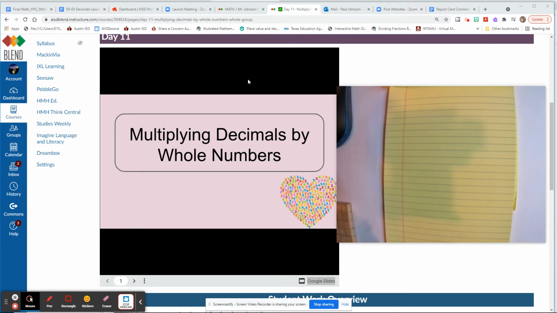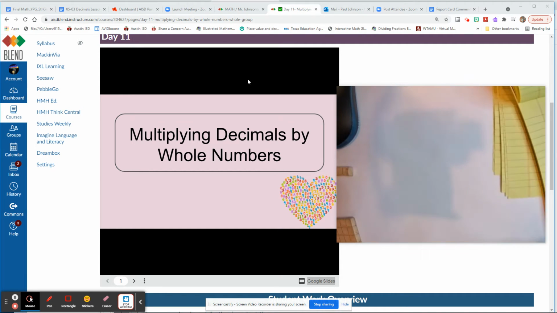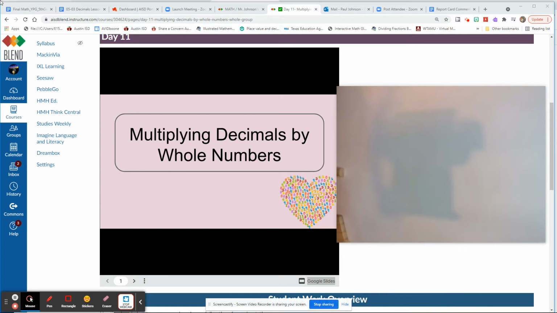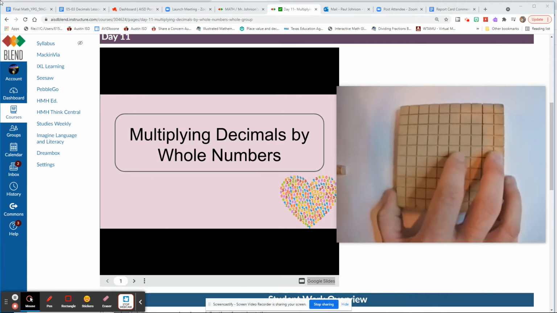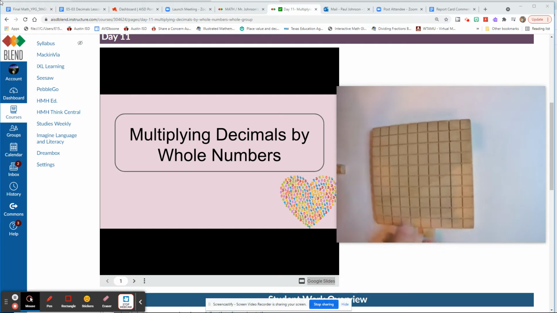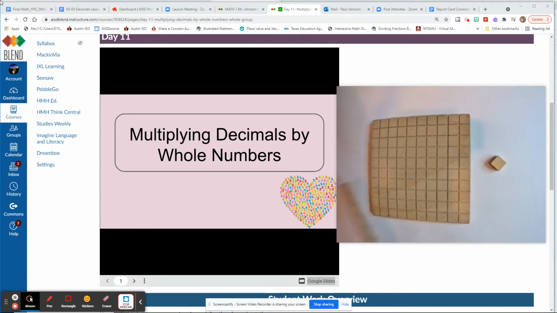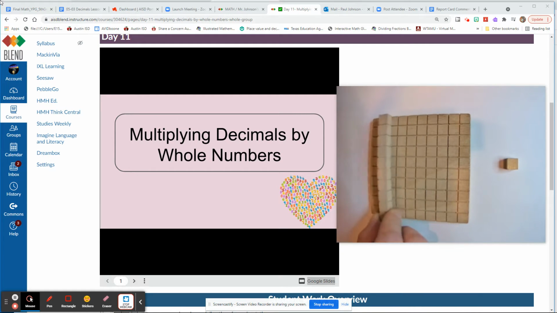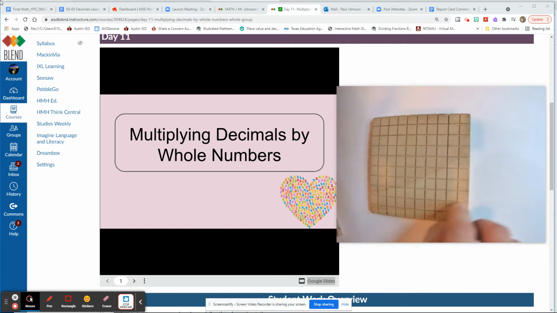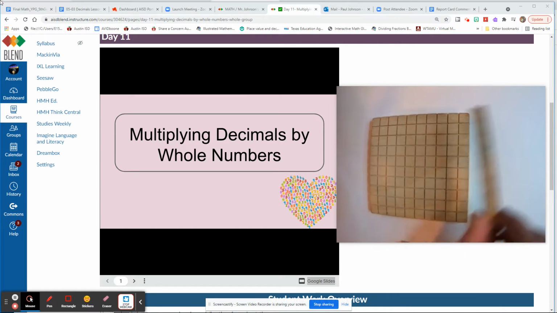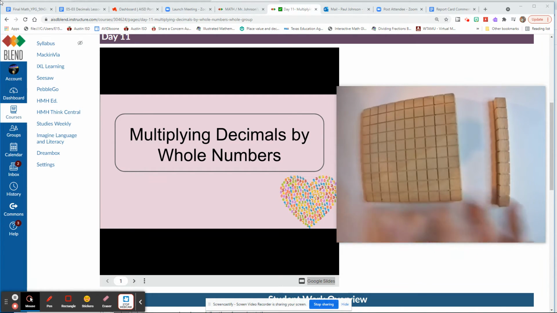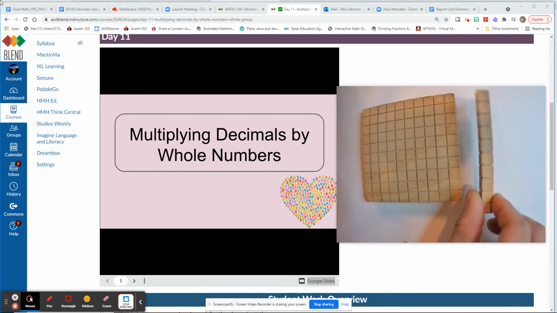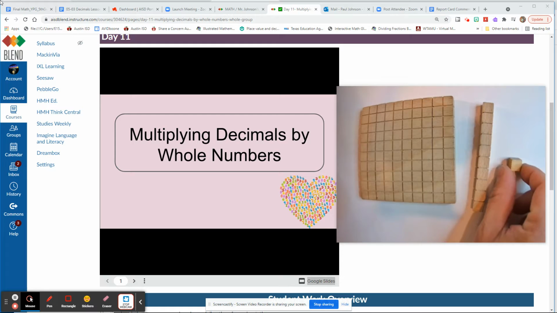First things first, remember when we're looking at base 10 blocks, when we're dealing with decimals, right here, this is a whole. So one whole is made up of 100 hundredths, or 10 tenths. So 10 tenths makes up a whole, or 100 hundredths makes up one whole. If you're thinking about money, this would be $1, one whole dollar. This would be a dime, 1/10 of a dollar, and this would be a penny, 1/100th of a dollar.